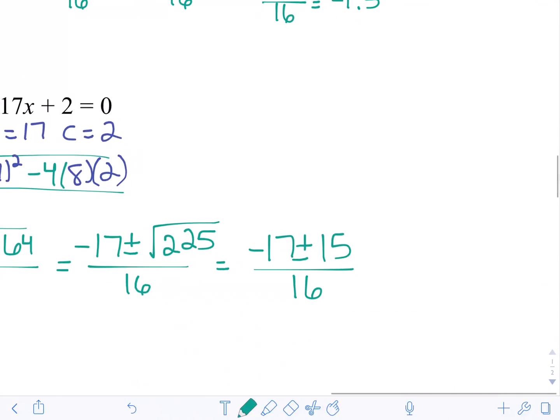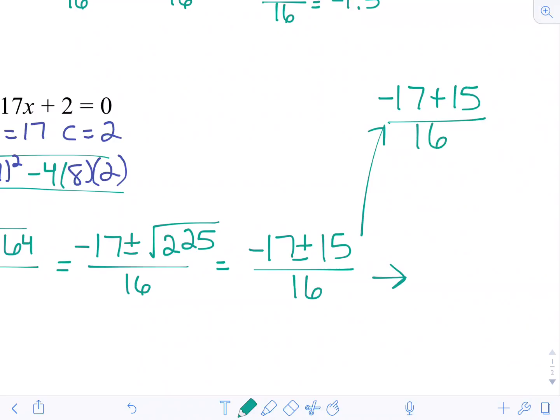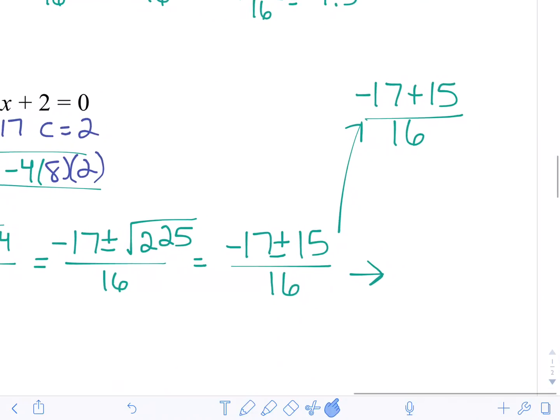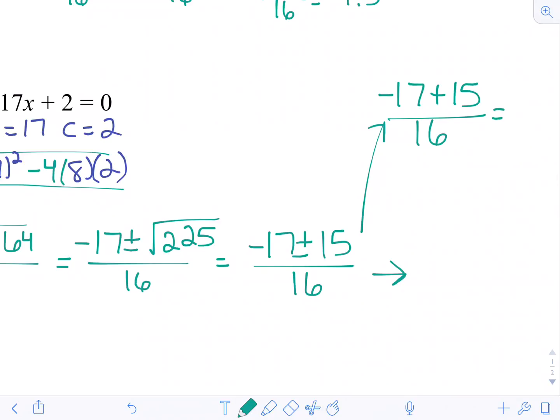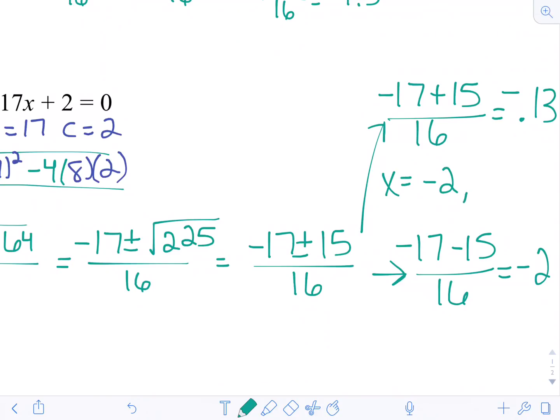So when you get here again, you just do your addition and your subtraction. So negative 17 plus 15 divided by 16. We're going to just leave this in the decimal form, so that becomes negative 0.13. And then negative 17 minus 15 over 16. That's a negative 32 divided by 16. That will give you a negative 2. So x is equal to negative 2 and negative 0.13.